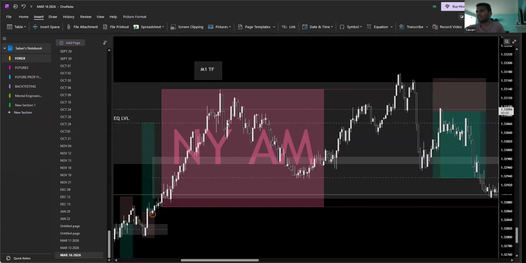If we entered here, we would put the stop at the high. As soon as it dropped down to this level, we can go break even on the trade and hold all the way down to this level. Okay, all good. This is just a trade recap for today's session.